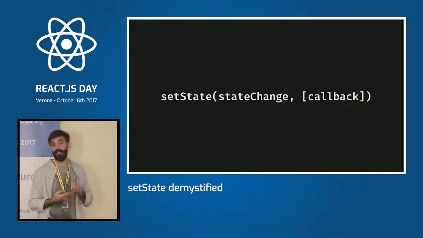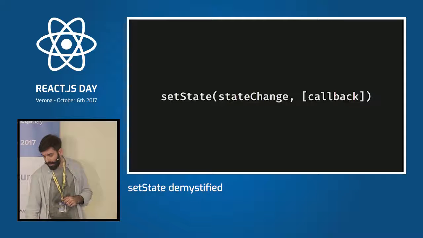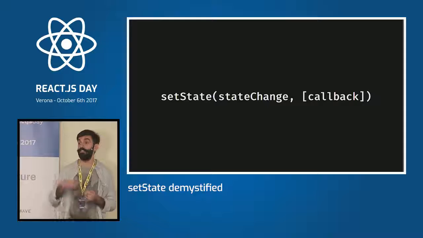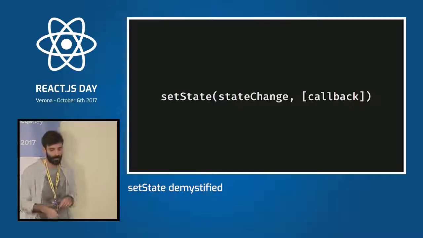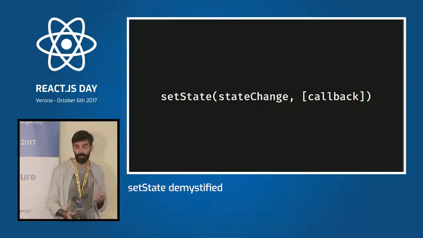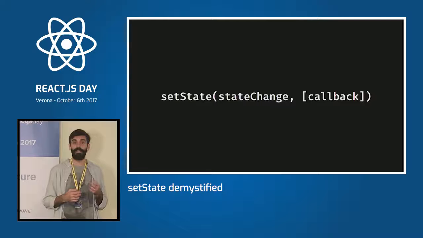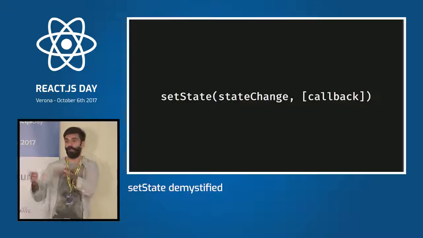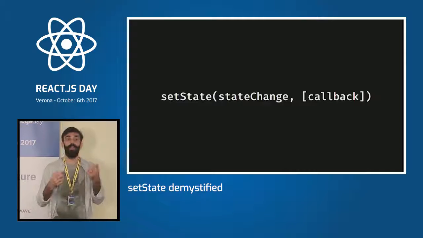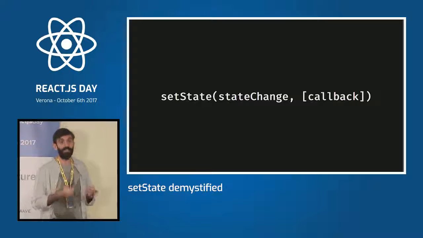There is also a second signature where you can pass the state changes right away, and this is perfectly fine if your state doesn't depend on the previous one. The optional callback is where you can access this.state and make sure that the value is updated. So if you console log this.state inside the callback, then you're going to have the current state.